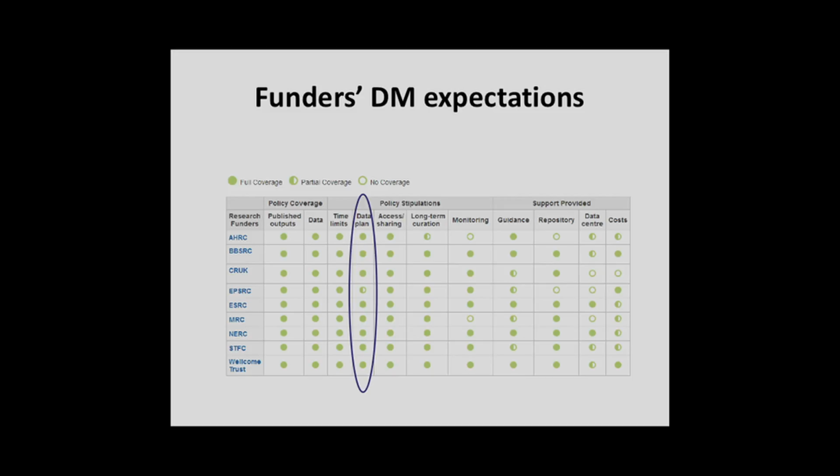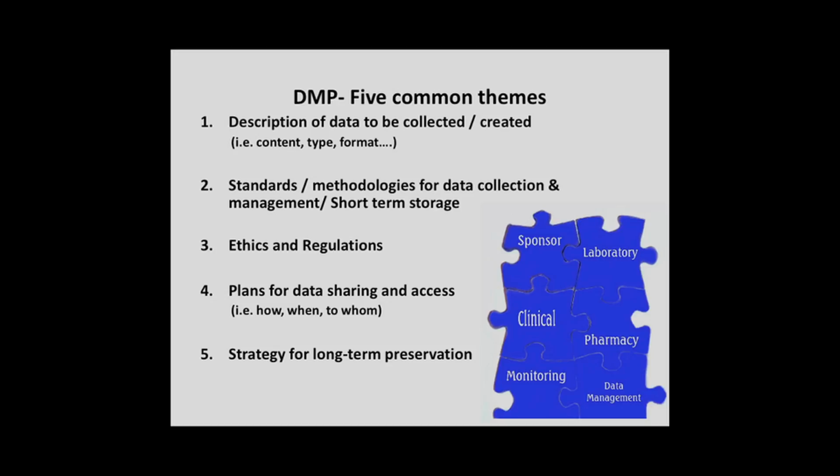The data management plan really consists of five basic themes. It's the description of the data. Again, your data manager will help you with this: the content, the type, the format. Are you using any standards, any dictionaries? How are you going to collect it? How are you going to store it? Are there any ethical or regulatory implications? The plans for sharing and access, and the strategy for long-term preservation.